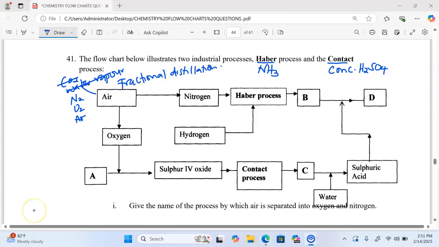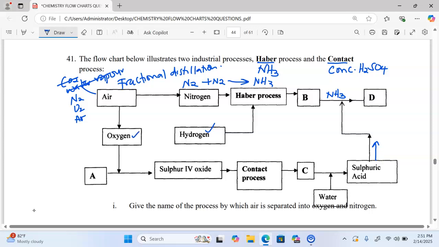So we are going to have nitrogen from air reacting with hydrogen to produce ammonia gas, and in this case the compound B which comes out of the Haber process is ammonia, which is going to meet with sulfuric 6 acid that is moving from its production site. But before we can pick on that, let us go back and look at oxygen also, which is coming from air.